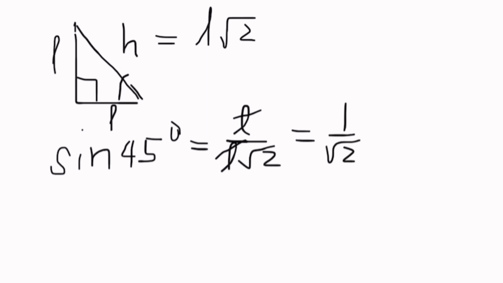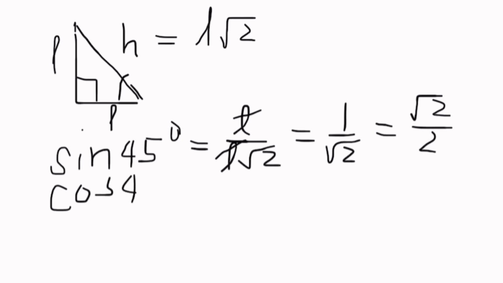Then rationalize the denominator by multiplying the numerator and denominator by square root of 2. So this will be equivalent to 1 times square root of 2 is square root of 2 over square root of 2 times square root of 2 is 2. So this is the value of sine of 45, square root of 2 over 2. Then let's have cosine.